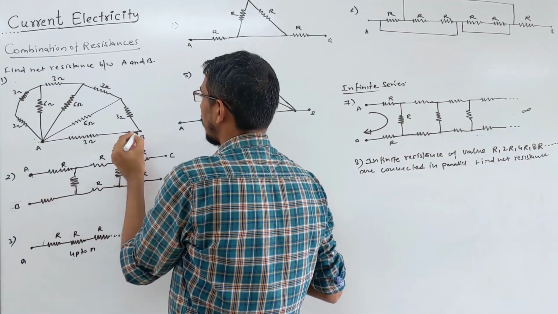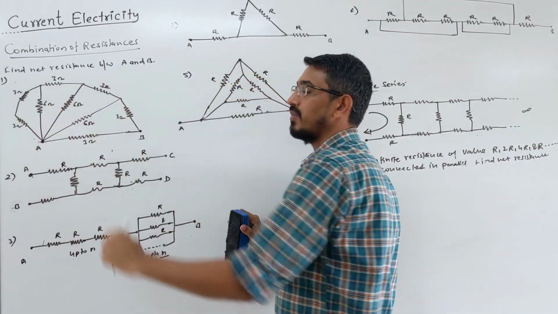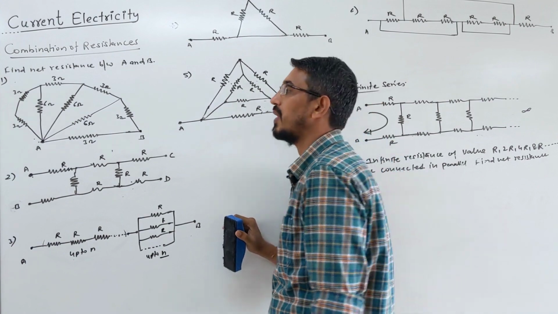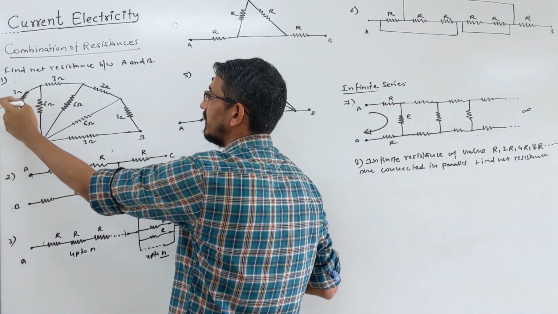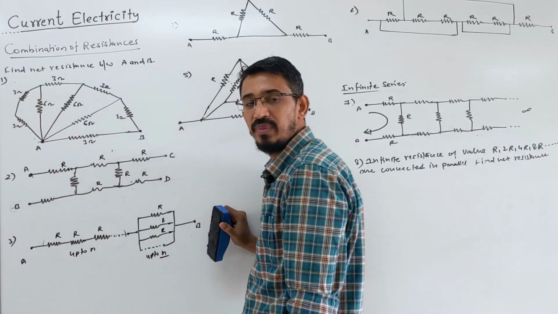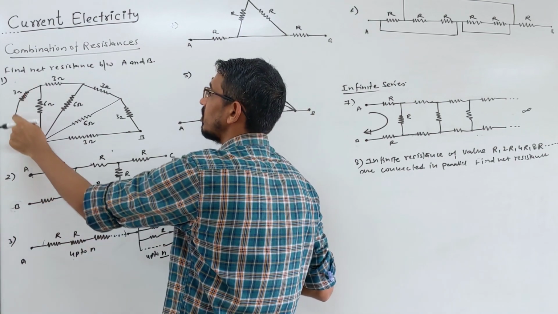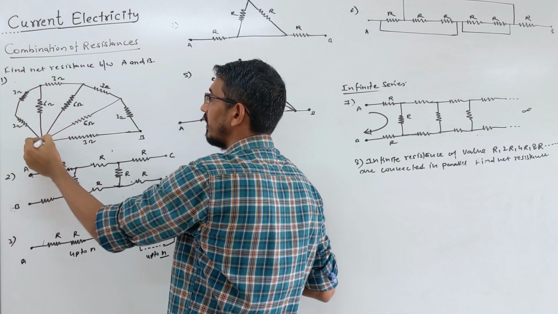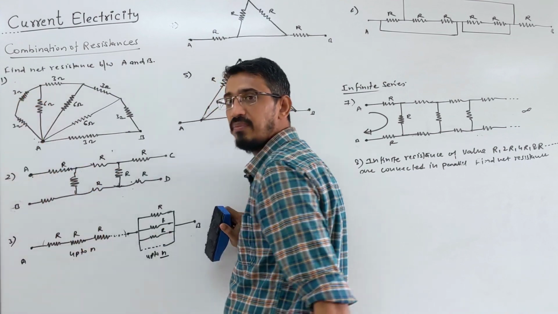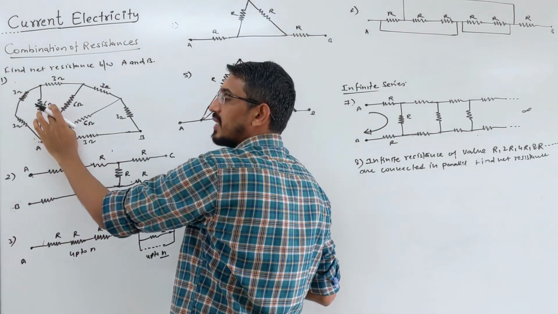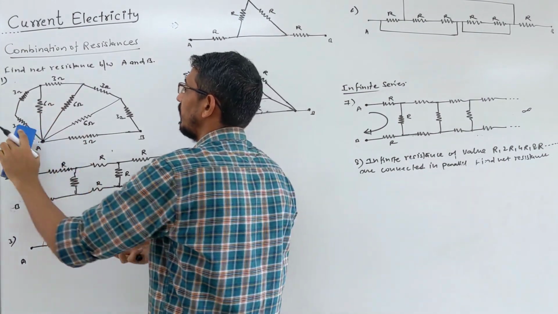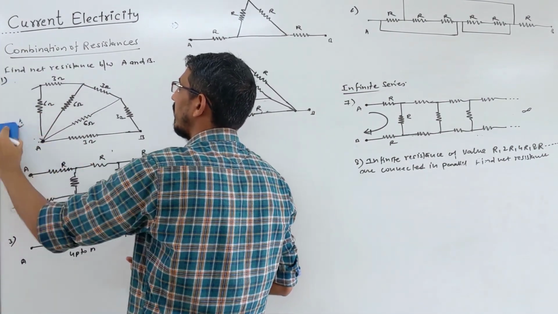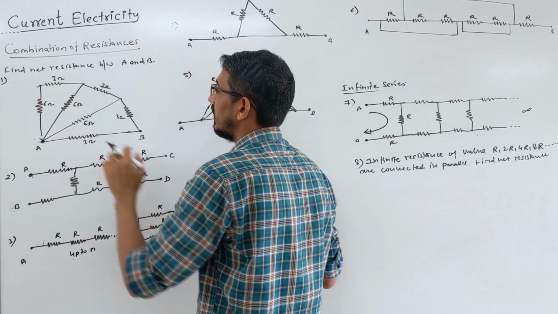These are the A and B terminals, and we have to find the net resistance of this combination. So let's solve this step by step. From this side, 3 ohm and 3 ohm are in series, that becomes 6 ohm. Now this 6 ohm and this branch will be in parallel. This terminal they are meeting, this terminal they are meeting, right? So these two branches are in parallel. 6 and 6 are in parallel.